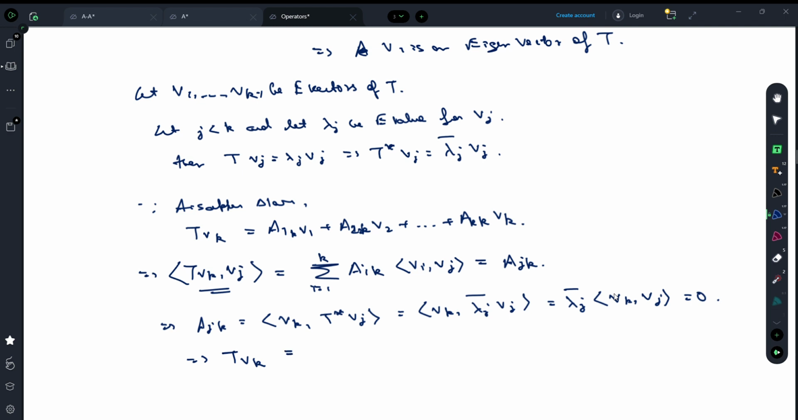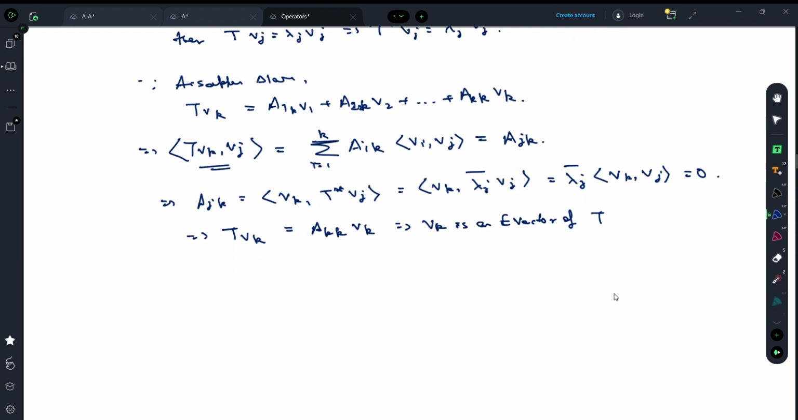So ajk is 0 for all j not equal to k. In other words, I get T vk is equal to akk vk, which implies that vk is an eigenvector of T. Therefore, the orthonormal basis beta we started with is an orthonormal basis consisting of the eigenvectors of T. So this gives us the required proof. Okay, clear?